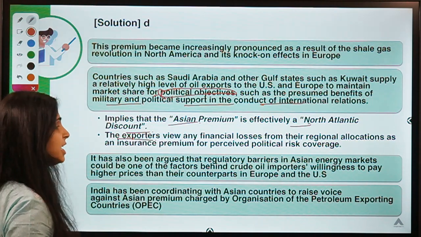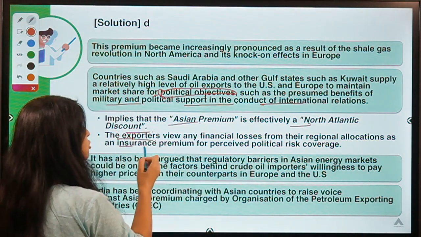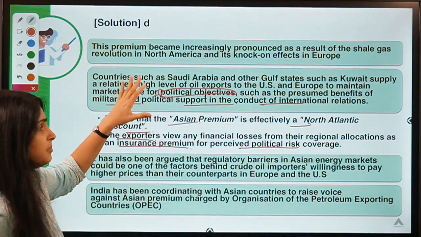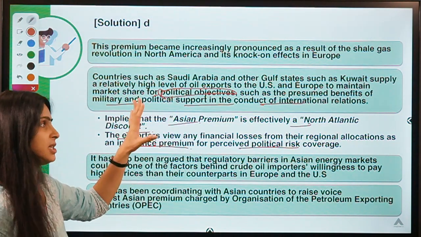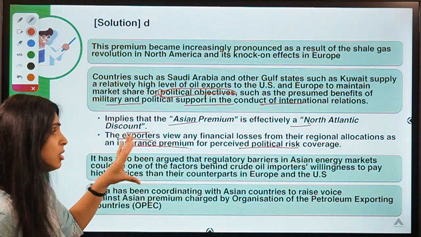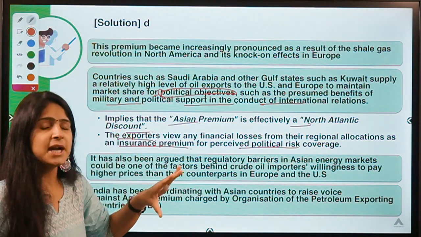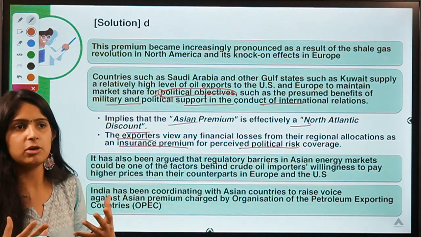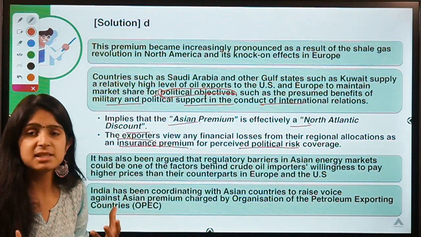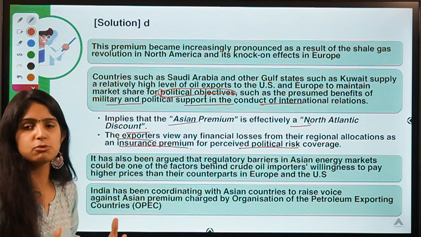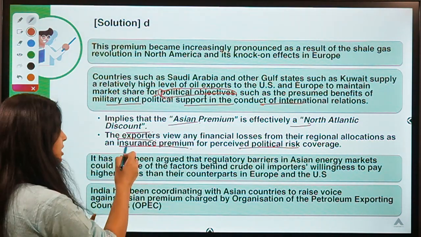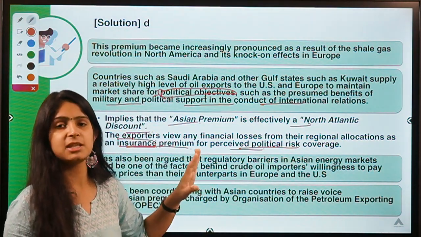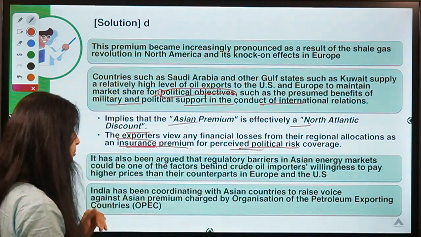Exporters view any financial losses from the regional allocations as an insurance premium for perceived political risk coverage. This is a very important point. Obviously these oil exporting nations are giving a discount, which means they are facing some loss, but they are not looking at it as a loss. They are thinking of it as an insurance premium, or you can say an incentive, provided to maintain good relations with these nations, so that in case there is any problem in their countries, they can go to these countries and ask for help.